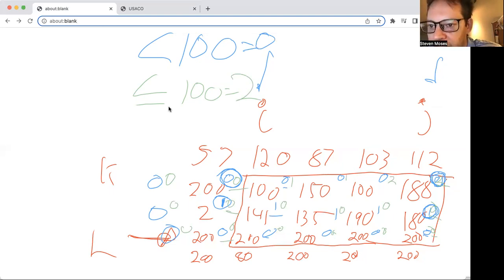Oh, you know what? I didn't count that right. Let me look at that again. This should have been a 1, sorry. And that's a 1. That's going to be a 1. That's going to be a 1. That's still a 1. So that still indicates no 100s, but this 2 should have counted as less than or equal to.